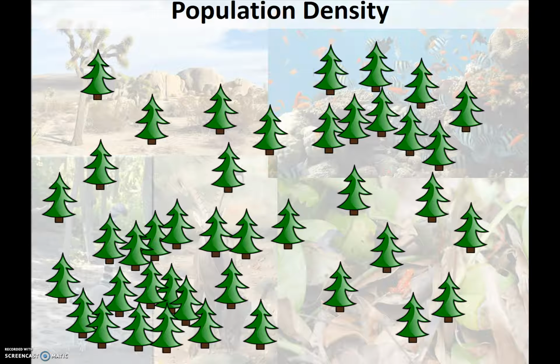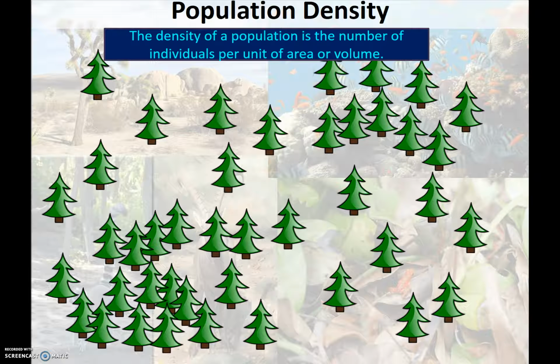So here I have a forest, and when you look at it, you're like, cool, there's trees randomly spread throughout this forest. However, the density of a population you can measure, and it's the number of individuals per unit of area or volume. So if you're dealing with things like bacteria, you might talk about per square centimeter, versus if you're talking about maybe horses, you might talk about it in per acre or per square mile or something.